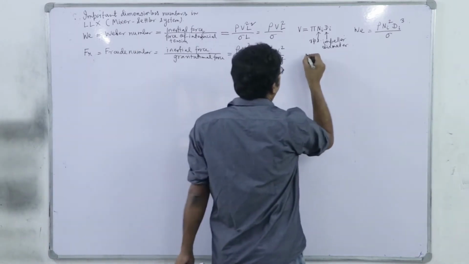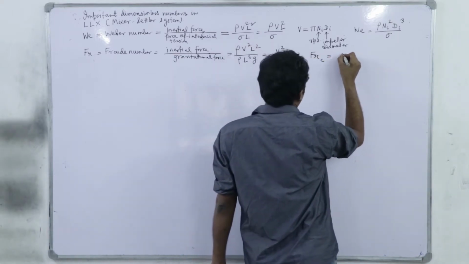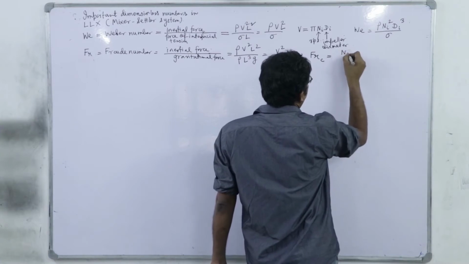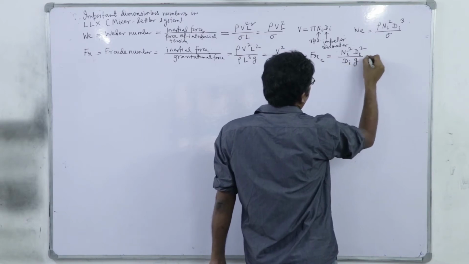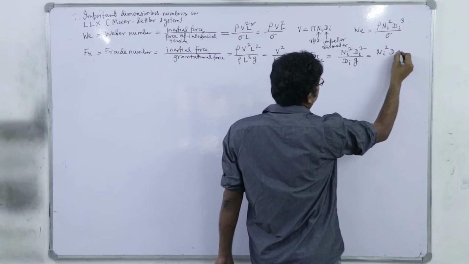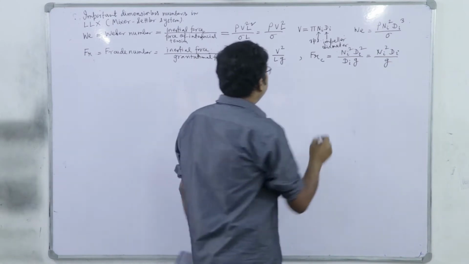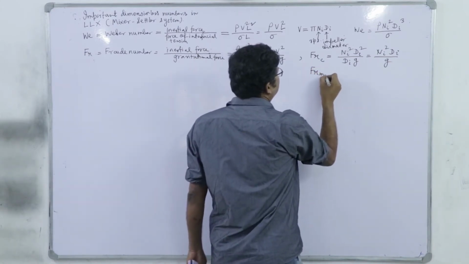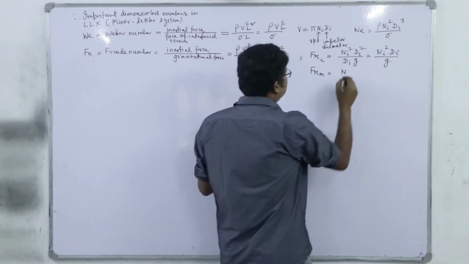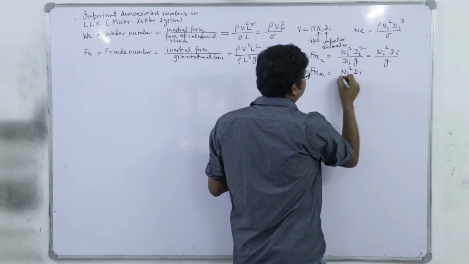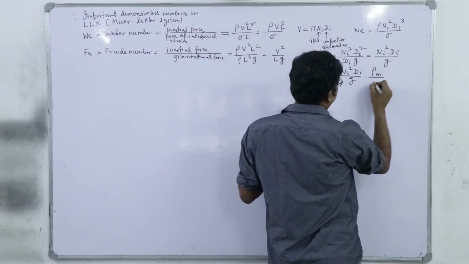So, here we have two different Froude numbers. One is Froude number for continuous phase, that is Ni square di square divided by di into G, which is Ni square di divided by G. And Froude number for the mixture, here Ni square di by G will remain the same, and we multiply it by rho of m, rho of mixture divided by delta rho.